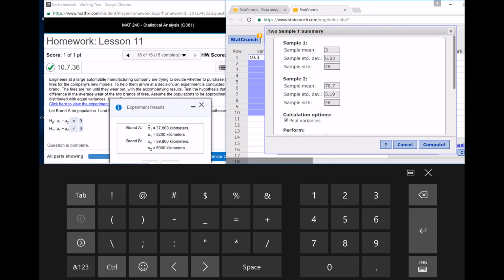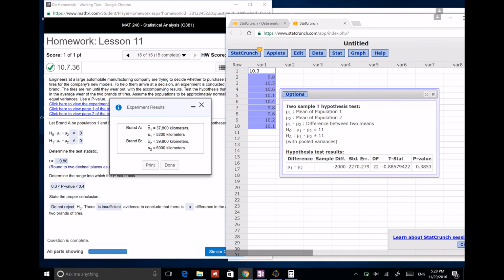Change that to 37800, 5200. Sample size, what is sample size? Let me say it later. So let's change this one first. 39800, 5900. So at large, that tires, I think it's 12, right? Or 12 or 10. I remember it's 12. Just say if it's right. If it's not right, I'll change that. I believe it's 12. Remember that.